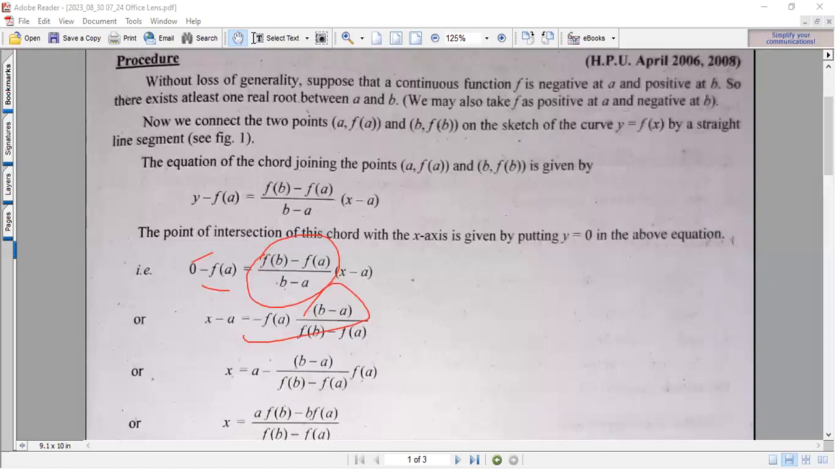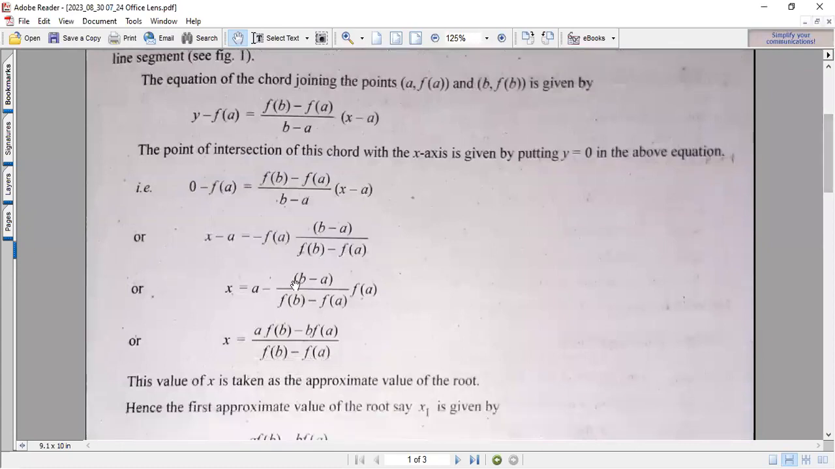After simplification, we get the final iteration formula: x equals (a into f of b minus b into f of a) upon (f of b minus f of a). This is the final iteration.